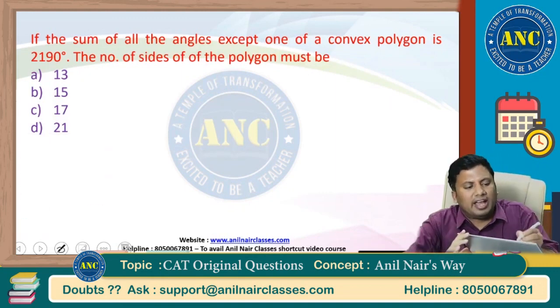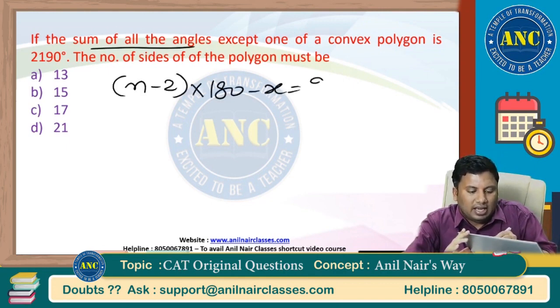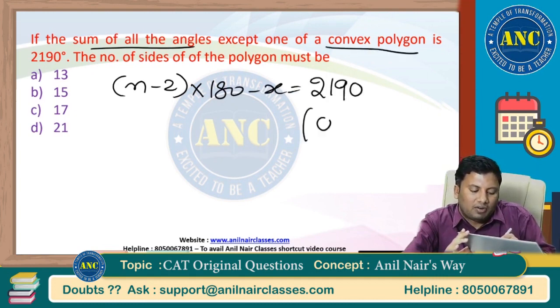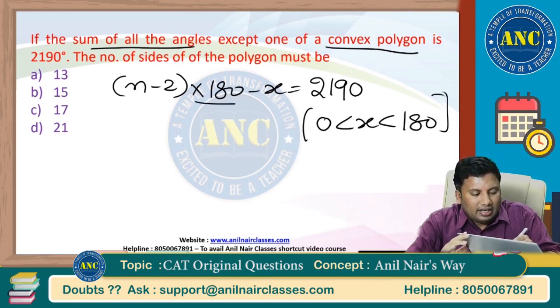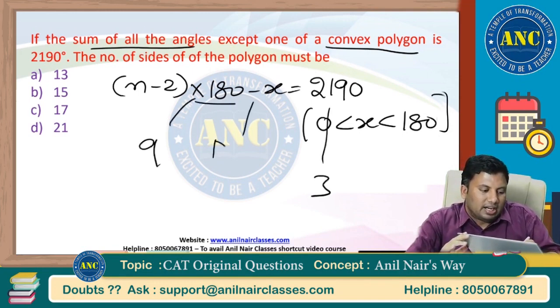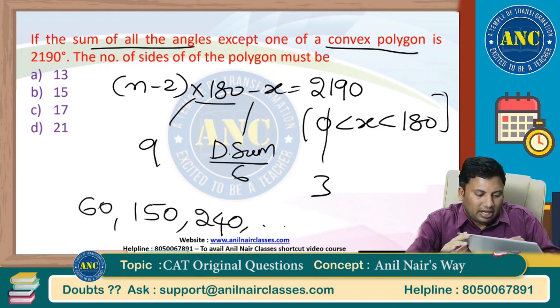Sum of all the angles is n minus 2 into 180 minus x equivalent to 2190. It is convex, 0 less than x less than 180. Digital sum 9, digital sum 3, so digital sum is 6. Digital sum 6: 60, 150, 240, divisible by 10 also.